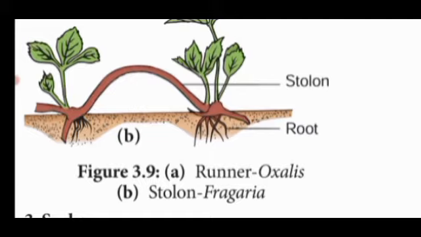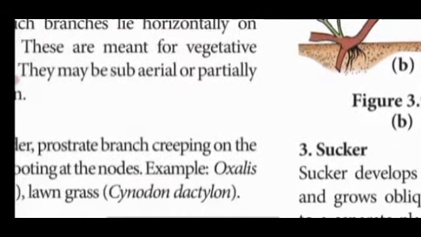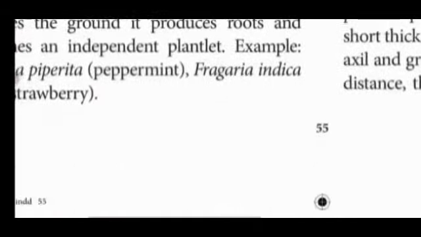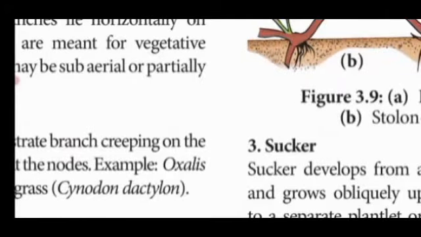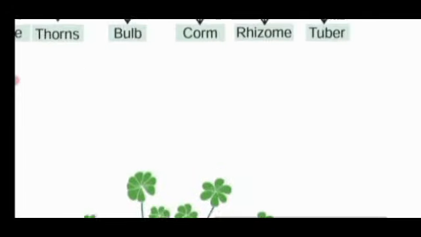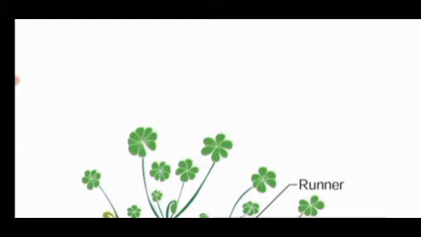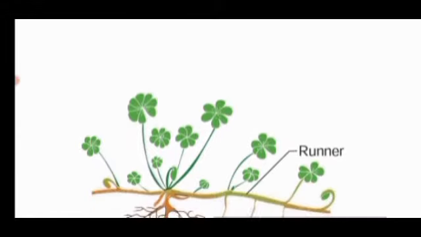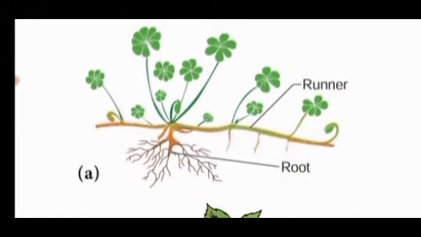The next is the sucker. The suckers develop from the underground region and grow obliquely upwards, giving rise to a separate, new plantlet. Examples: chrysanthemum, samanthi, and Musa, banana, and Bambusa. They are some of the examples of sucker.